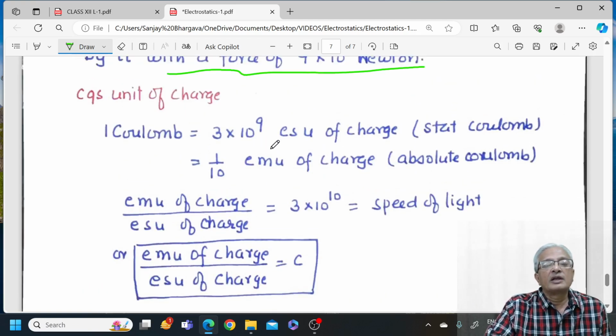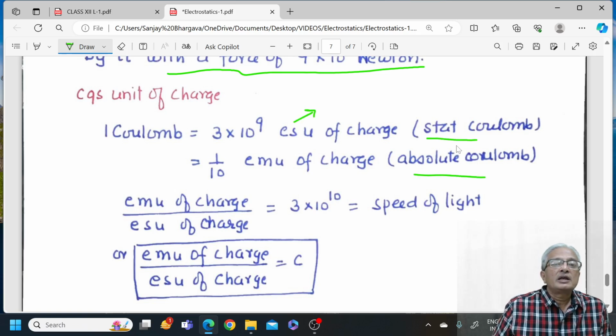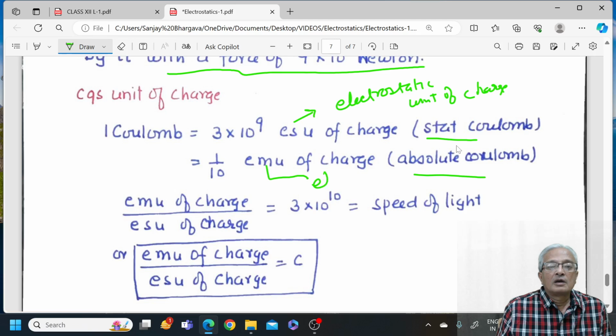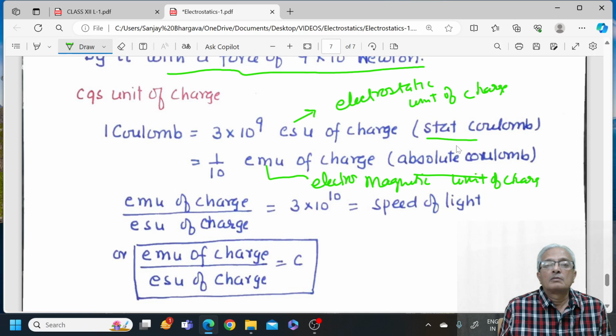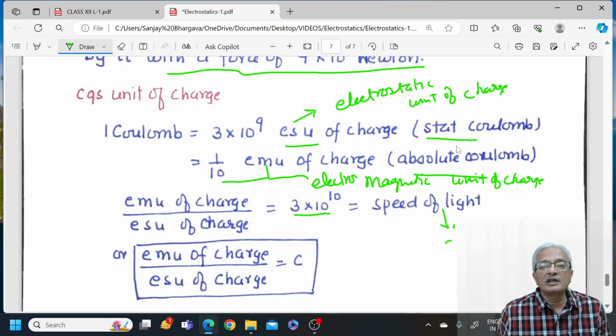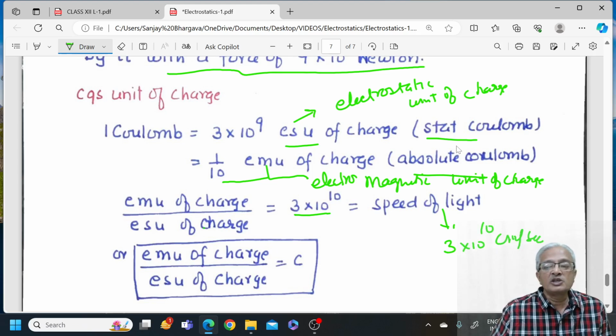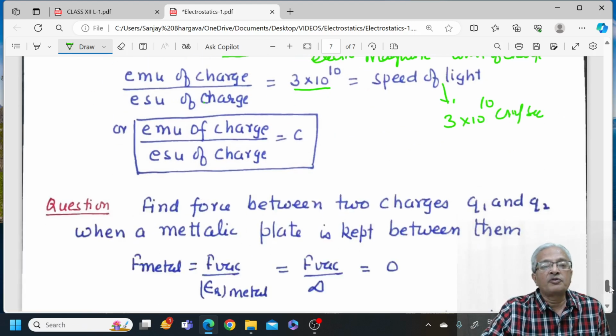What is the CGS unit of charge? In CGS we have two units, that is stat coulomb and the absolute coulomb. ESU means electrostatic unit of charge. And what is EMU? It is electromagnetic unit of charge. So 1 coulomb would be 3 into 10 raised to power 9 ESU, and similarly it will be equal to 1 upon 10 EMU. So EMU upon ESU would be 3 into 10 raised to power 10. Since we are in the CGS unit, the speed of light is nothing but 3 into 10 raised to power 10 centimeter per second. So EMU and ESU, the ratio is equal to speed of light.